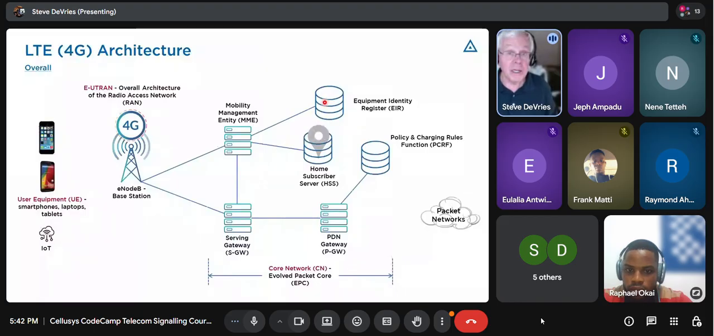There is still an equipment identity register, which keeps track of the hardware. One of the big changes here, though, in 2G, 3G, that communication to the home system or to the home location register, that was SS7.